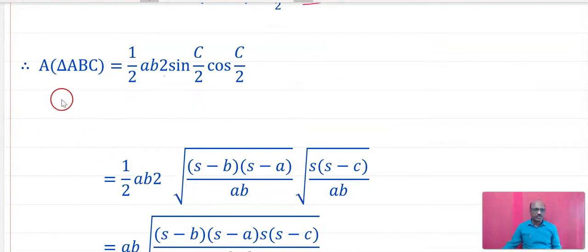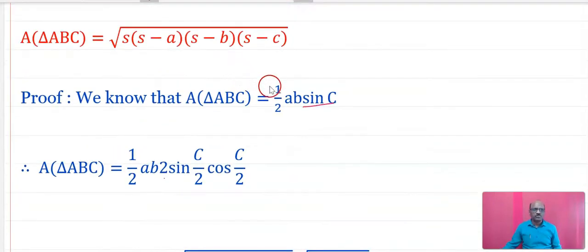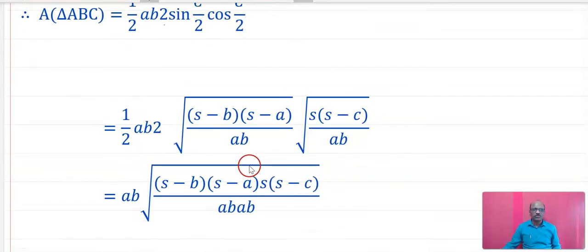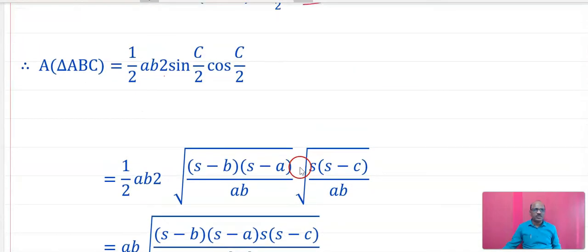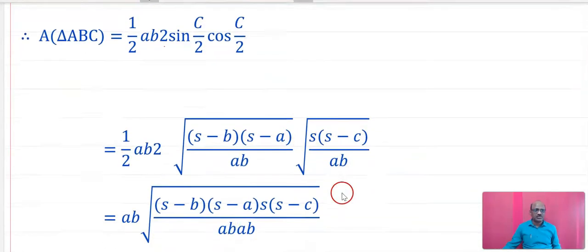Now the area of the triangle ABC is equal to 1 upon 2 ab into 2 sine of C by 2 into cos of C by 2. Sine C means 2 times sine of C by 2 into cos of C by 2. The value of sine of C by 2 is root of (s − b)(s − a) upon ab, and cos of C by 2 is root of s(s − c) upon ab.